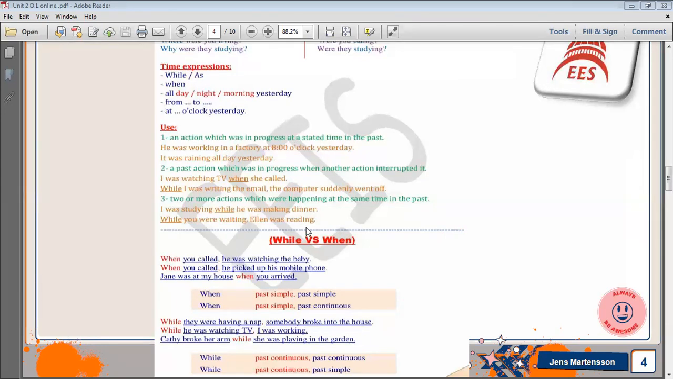Now let's take a look at the keywords. We said while, as, just as, then past continuous. And on the other side, past simple, past continuous. According to the meaning, we can use when, past simple, then past continuous. We also can use all day, all night, all morning, yesterday.